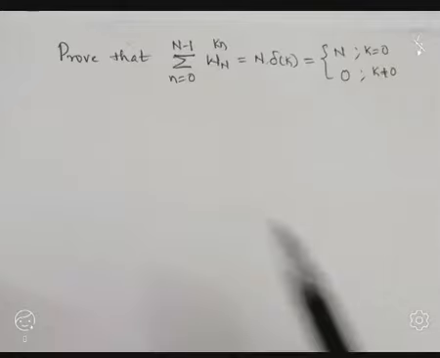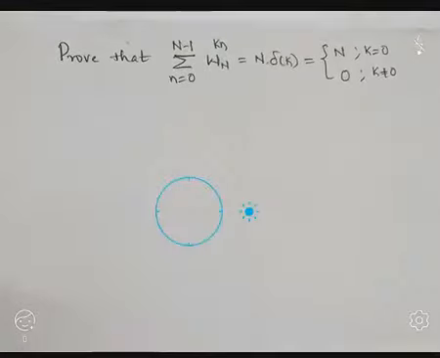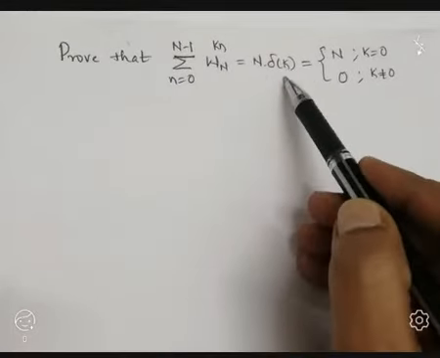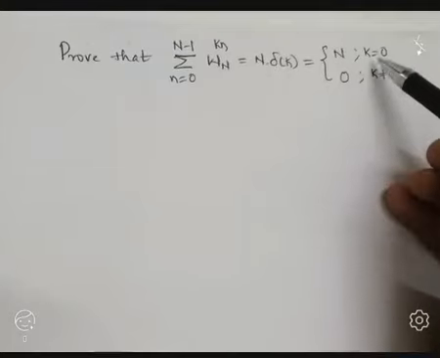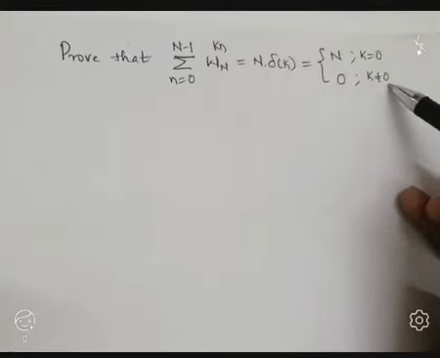Prove that summation n equal to 0 to N minus 1 of W_N to the power kn is equal to N delta of k, that is equal to N for k equal to 0. The answer is 0 if k is not equal to 0. Let us prove this one.